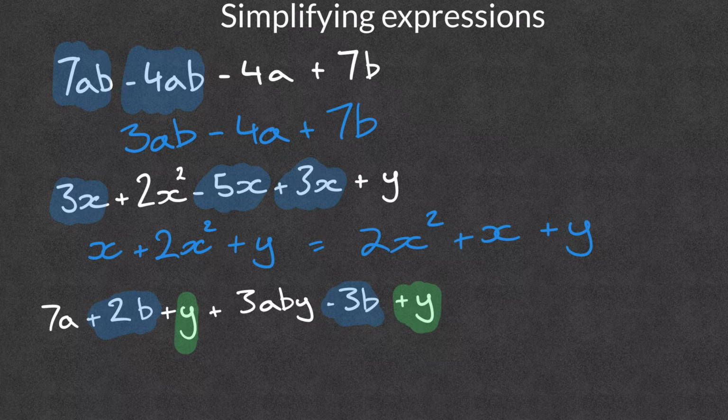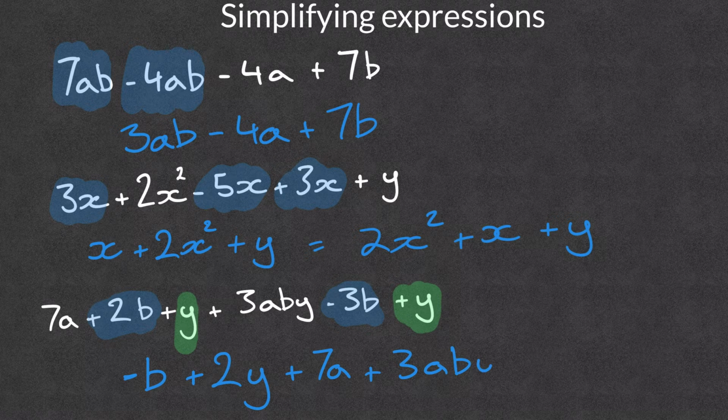So let's go 2b minus 3b, that's negative 1b, or we can just write negative b. And then y plus y is plus 2y. And then we were left with our terms that we couldn't find any like ones for, plus 7a plus 3aby. Alright, hopefully you got those correct.